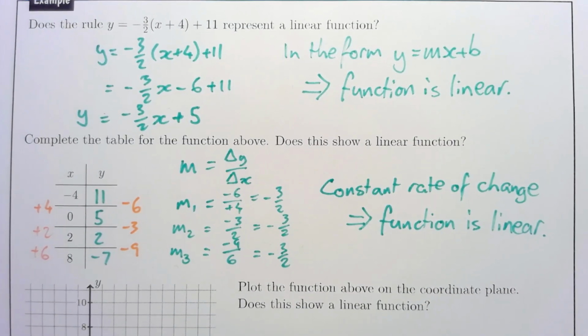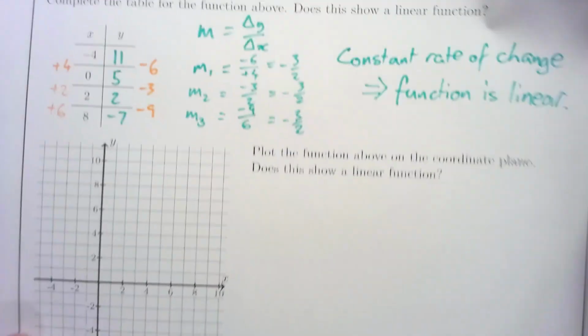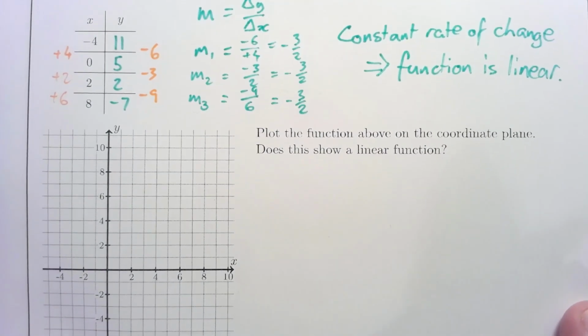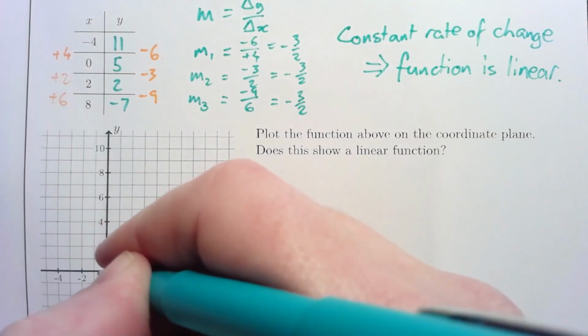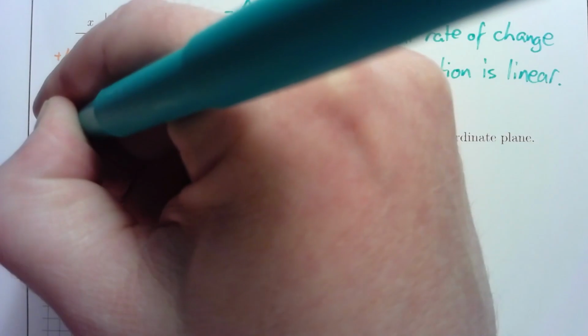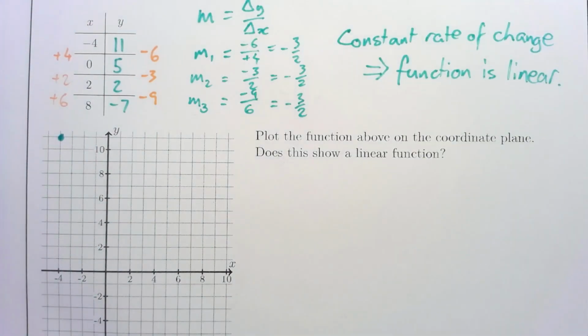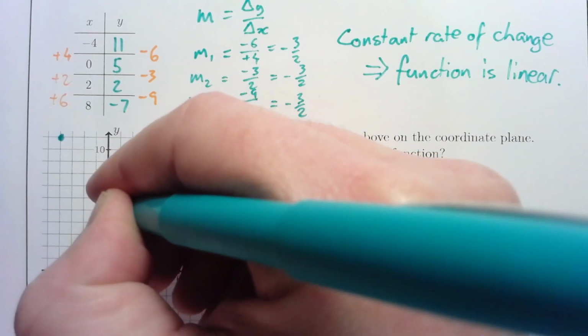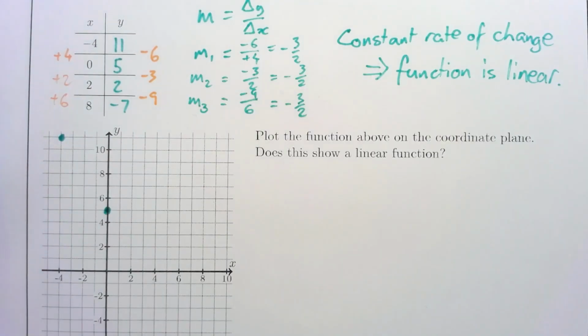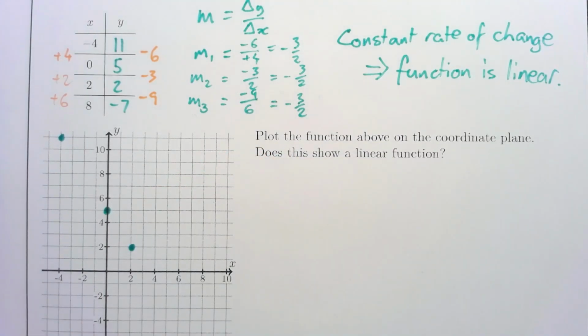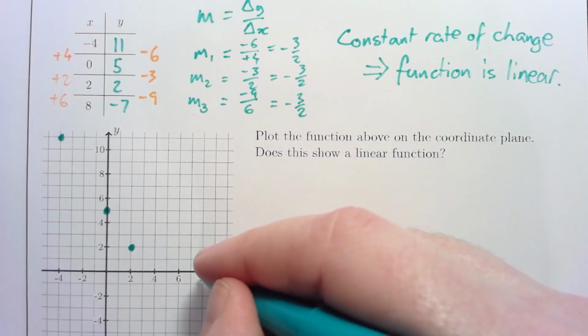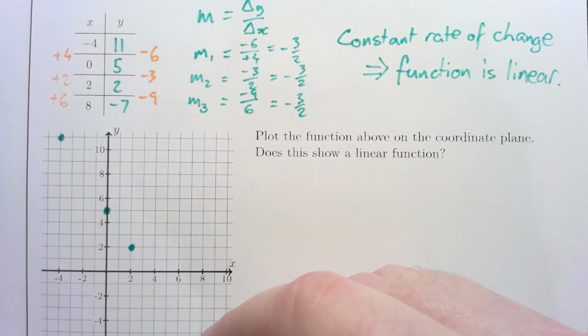Our last test. Let's see whether the graph shows a linear function. So we have our points in a table, which means it's easy enough for us to plot them. So we have -4, 11, which would be right here. Then we have 0, 5, which would be right here. We have 2, 2, which is right there. And then we have 8, -7, which is right there.